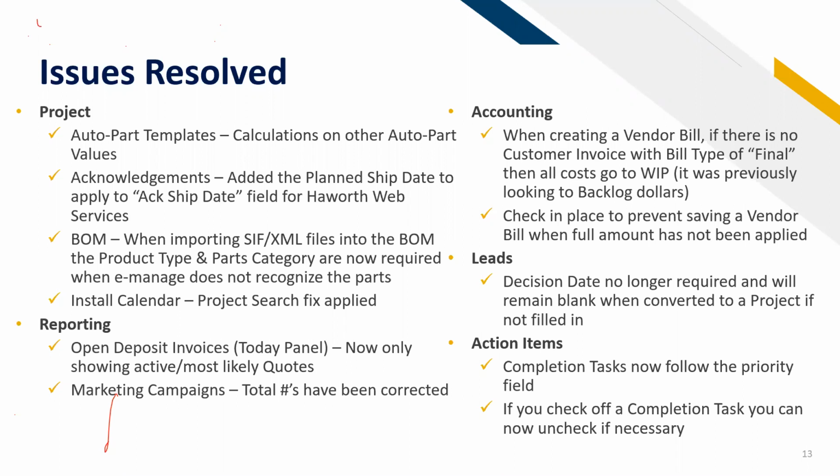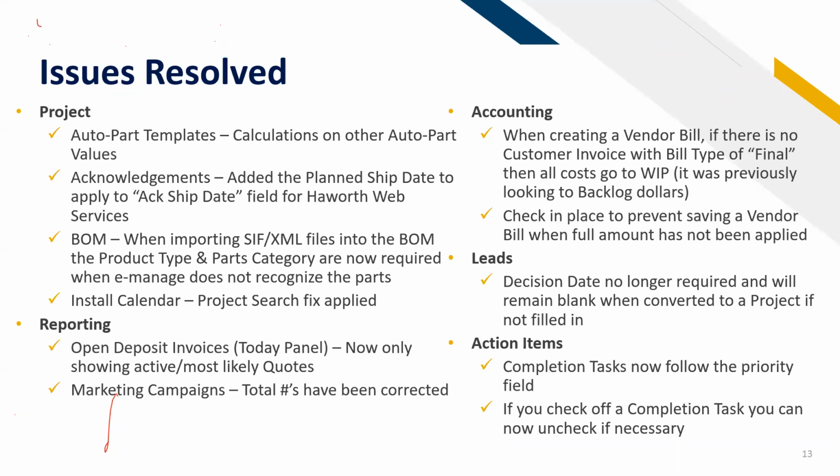So yeah, some issues resolved as far as in the project, there was an issue for calculating auto part templates. There was an issue with calculating on other auto part values, so that's been addressed in this update. Acknowledgements, we added the planned ship date to apply to acknowledged ship date for Haworth Web Services. So they use the planned ship date, but most of the time we're using the acknowledged ship date on all of our other manufacturers. So for reporting purposes and planning purposes, to see that date in the same field as their other items is a little bit helpful.